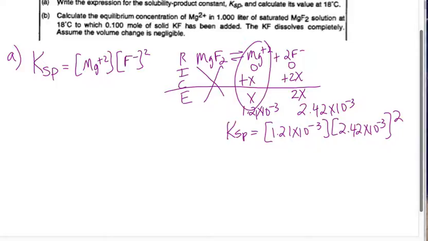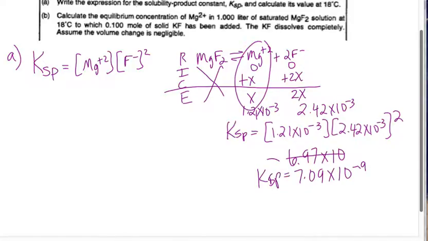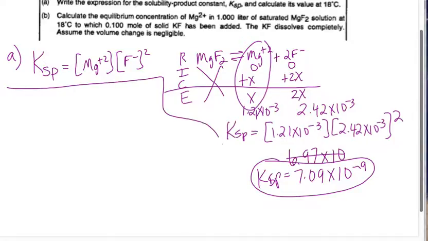So what do we get? 6.9. Can I get a second on that? 7.09. That could just be a rounding thing. Who knows? So that's equal to our KSP. All right, so that's part A. Got it? Questions on A? All right, let's look at B.